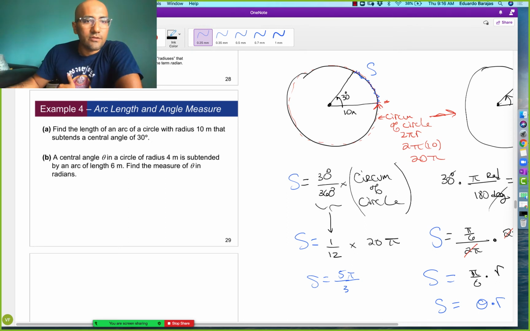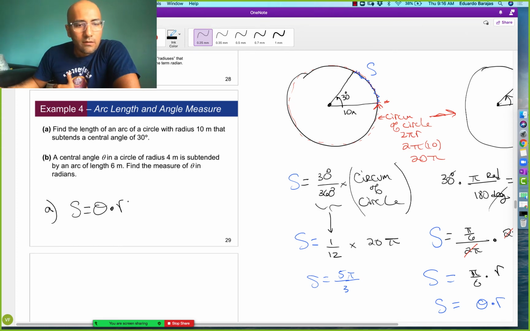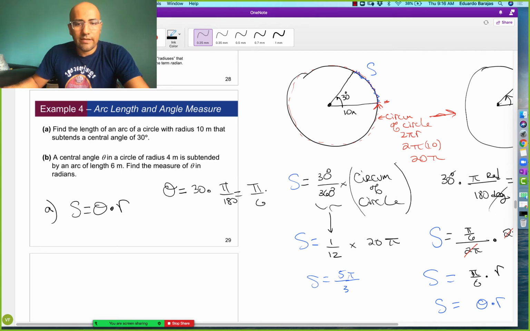If we know our formula, let's just go back over here and see what, if you look in the back of the book and find the solution, the author would probably just jump to say that the length s is equal to theta times r, where theta is in radians. So you'd still have to do that work over there to figure out what theta is in radians, right? So then theta is going to be equal to 30 degrees times pi over 180. So we still get the pi over 6 radians.